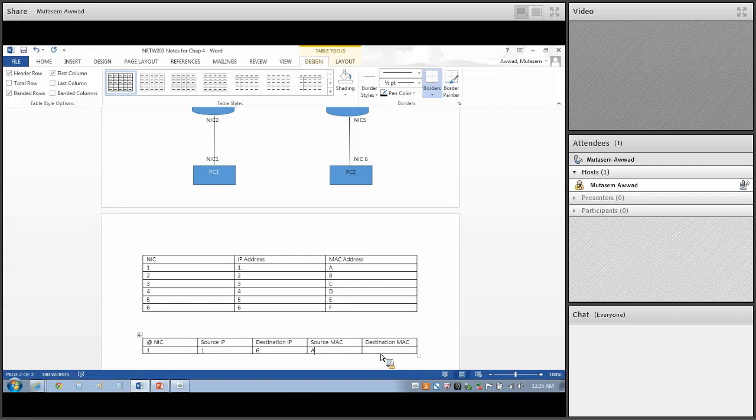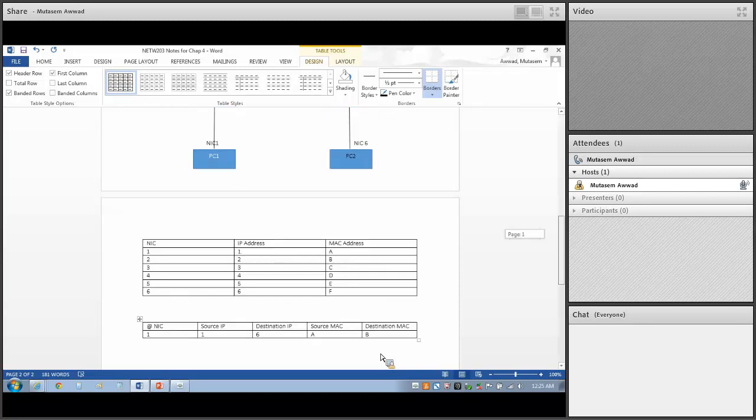Now remember, what's inside that frame? It's the packet. And the packet has a source IP address that's coming from PC1 and going to the IP address for PC2. That's inside the frame, the packet. On the outside of the frame, who is the sender of the frame? PC1, which is NIC 1. And who is receiving that frame? It's going to be the router, right?